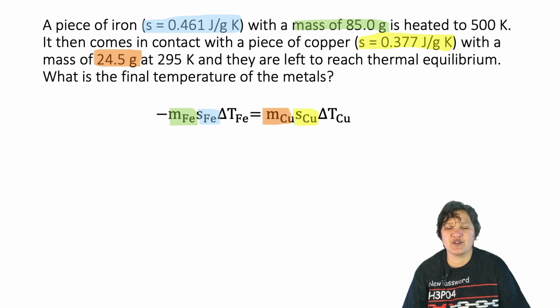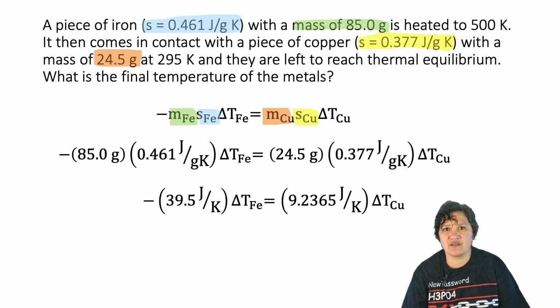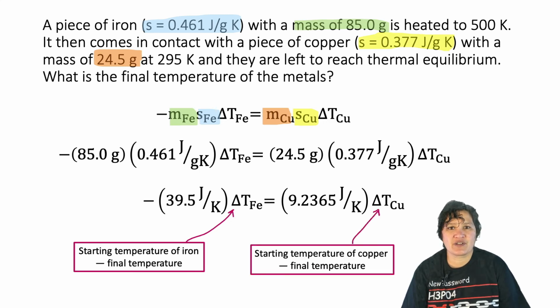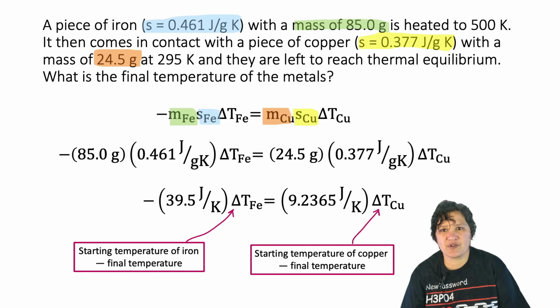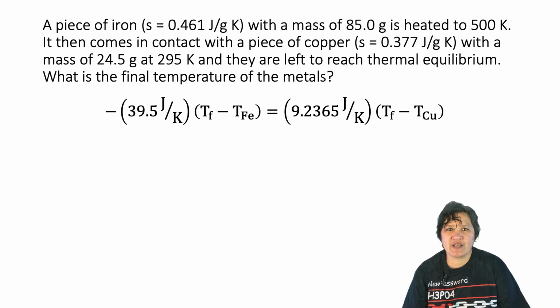Let's plug those numbers into our equation. At first, it honestly doesn't look a lot better, but what we can do is multiply those constants together to get this expression here. The unknowns we have left are the delta T for iron, which is the starting temperature of the iron minus the final temperature, and the delta T for copper, which is the starting temperature of copper minus the final temperature. I'm going to rewrite our delta T's to take that into account. Remember that our final temperature for the iron and the copper will be the same temperature. So I've represented both here with T sub F. That's what we're trying to find.